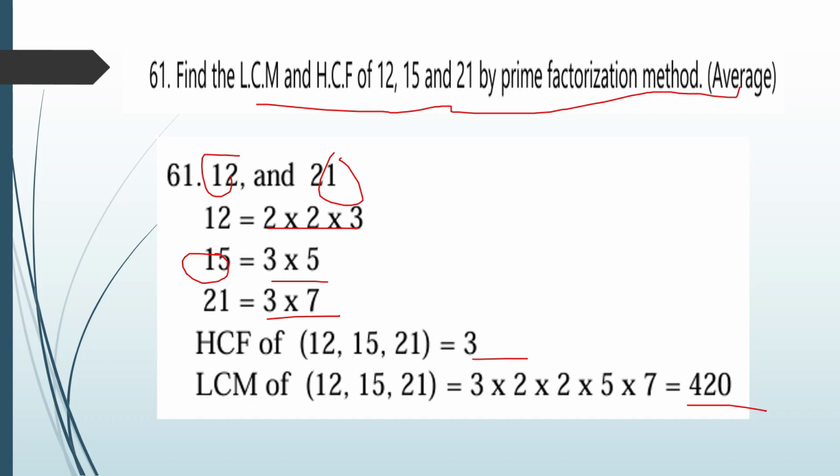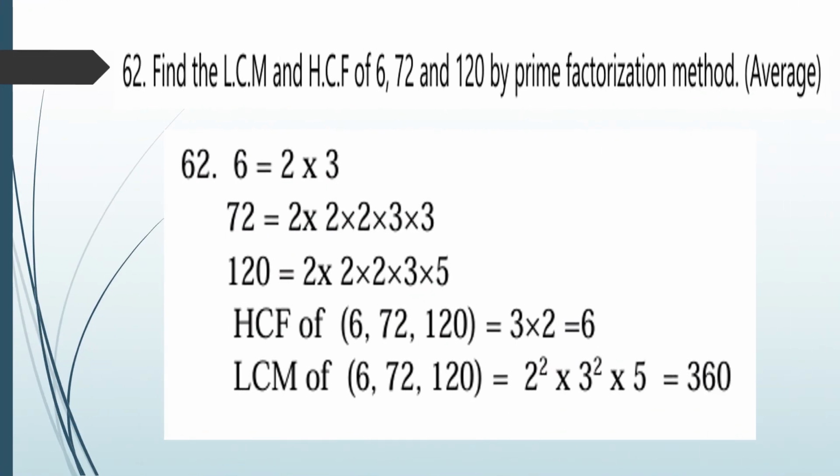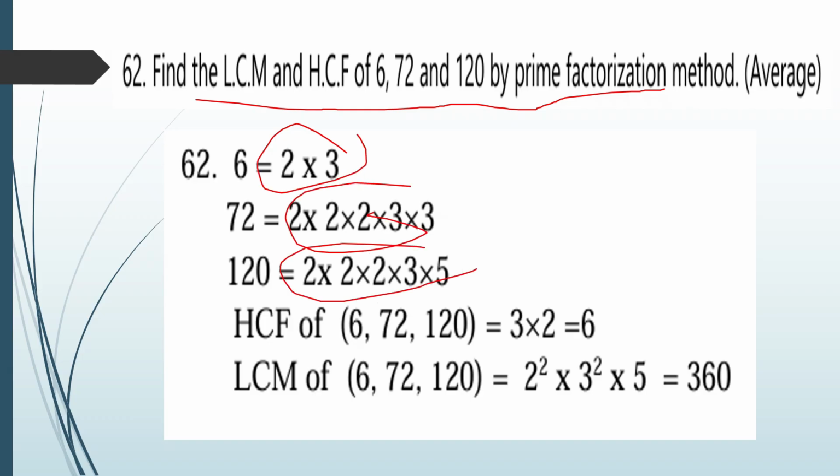So question number 62. Find the LCM and HCF of 6, 72 and 120 by prime factorization method. Again same method. Use the prime factorization method, get the factors and write the HCF and LCM. Here HCF is 6 and in the case of LCM it is 360. Next question.